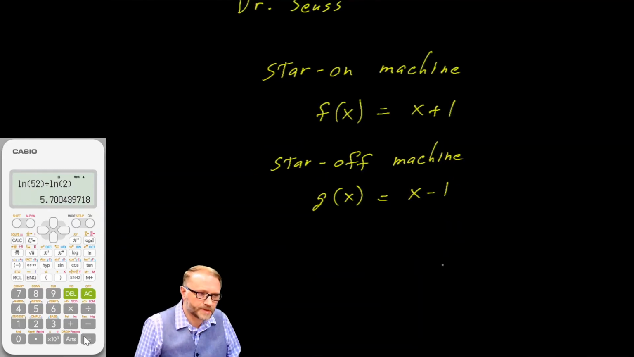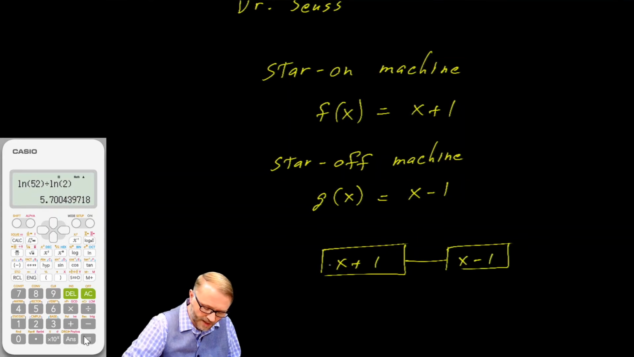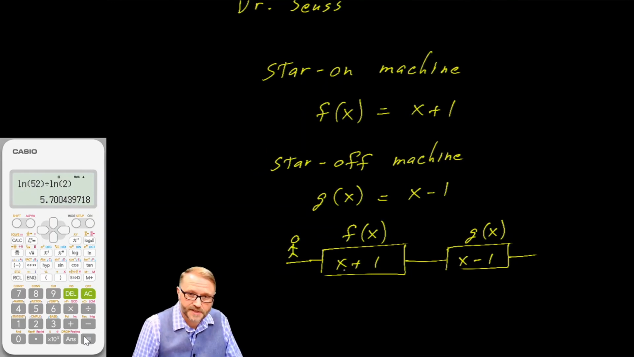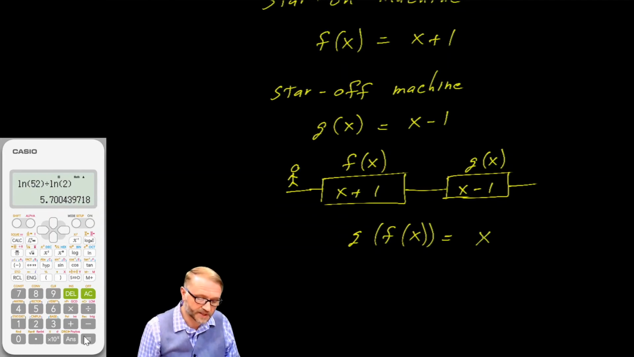And what we're going to do is combine these two machines. So we're going to take this x plus 1 machine, and we're going to couple it to a second machine where we have x minus 1. Again, this was f of x, and this machine here is g of x. Our Sneetch, upon entering the f of x machine, gets a star added, and upon entering the g of x machine, a star is taken off. Mathematically we would say g of f of x is equal to x in this particular case.